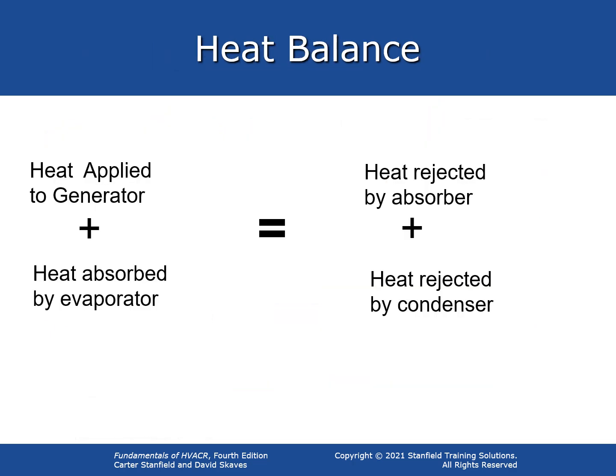The heat balance of the combined refrigeration and absorbent cycles in an absorption system is the heat applied to the generator plus the heat absorbed by the evaporator equals the heat rejected by the condenser plus the heat rejected by the absorber.